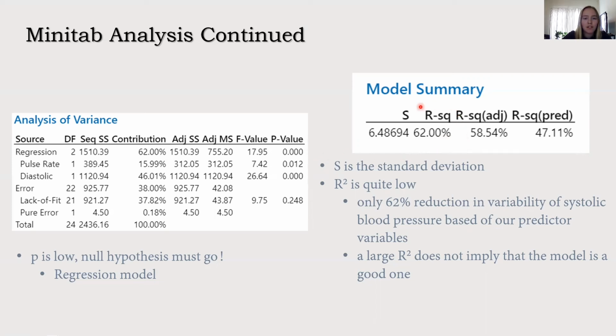So this R-squared value of 62% means that there's only about a 62% reduction in variability of systolic blood pressure based off of our predictor variables. So 62% of the data fits the regression model. Although this is quite low, it is still high enough to say that there is a relationship between the data and the model is still adequate. It's maybe not the best fit, however, it does not mean that there isn't a relationship between the variables. In fact, the p-value that we found in Minitab proves just the opposite.